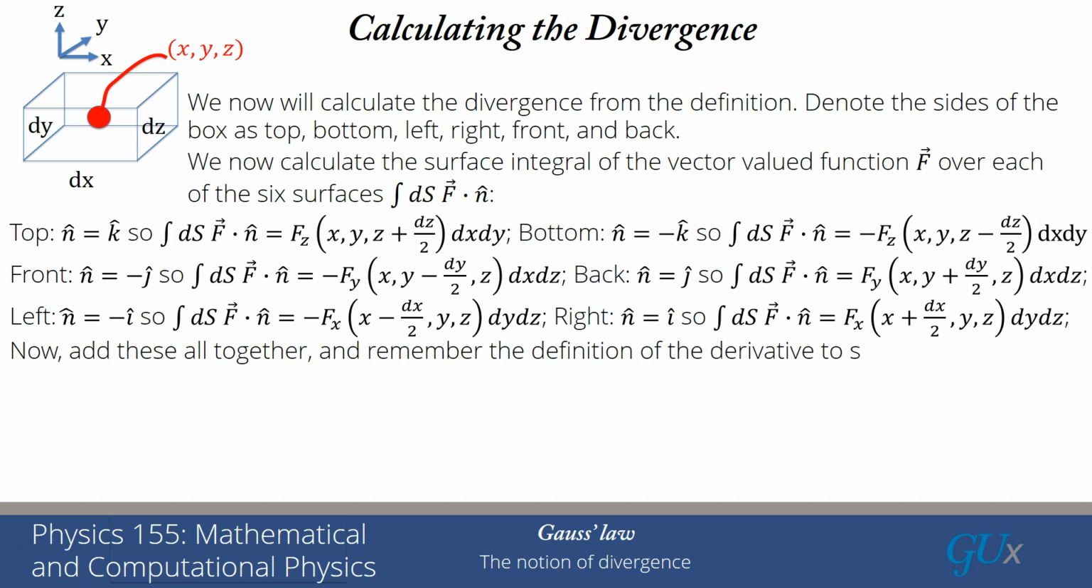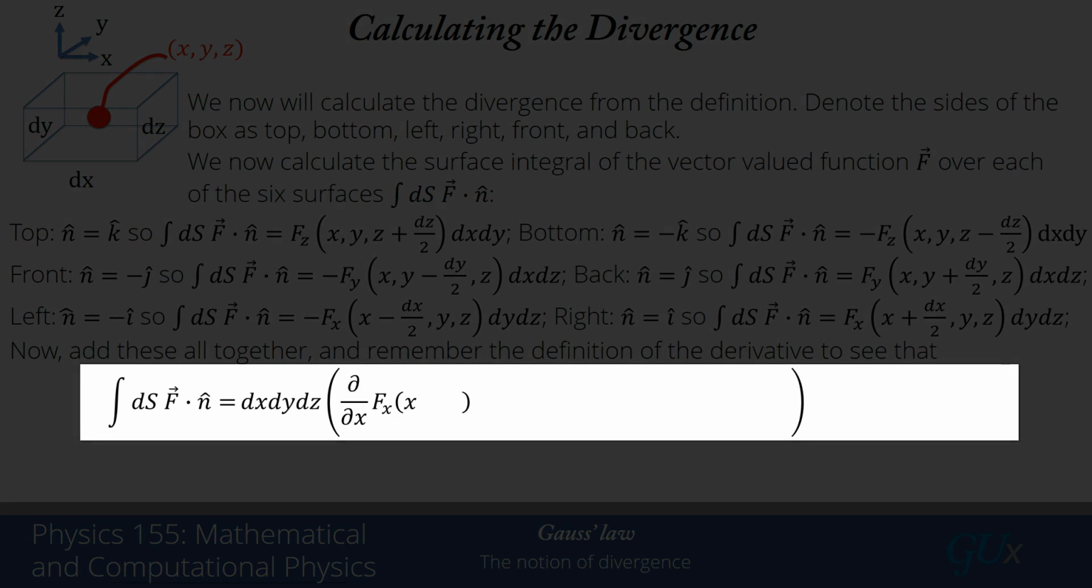So we also have to remember the definition of the derivative, as I had said before. And what we find is when we add all of those together, I can factor out a volume element, dx dy dz. And from the left-right, I'm going to get the derivative of fx with respect to x. From the front-back, I'm going to get the derivative of fy with respect to y. And from the top-bottom, I'm going to get the derivative of fz with respect to z.